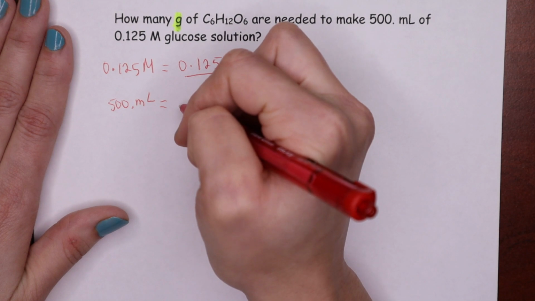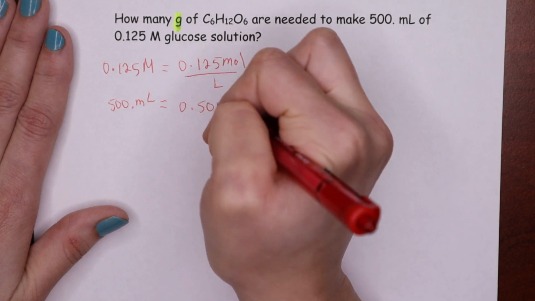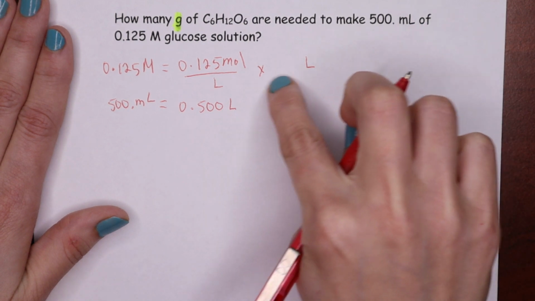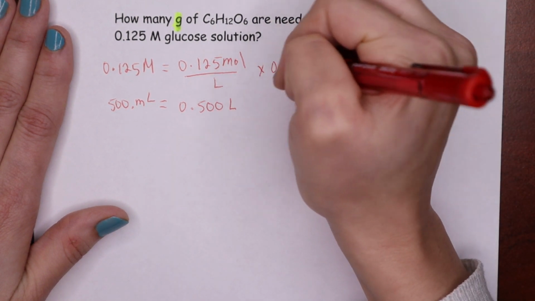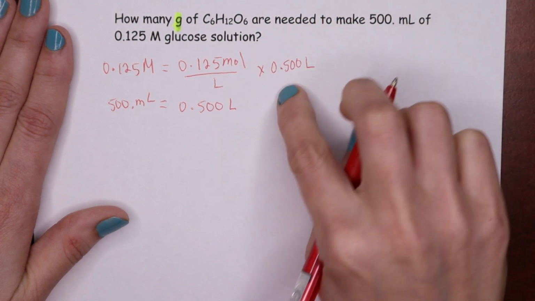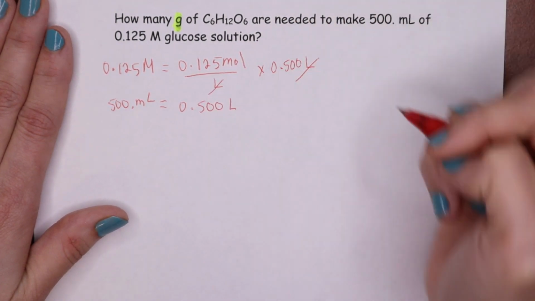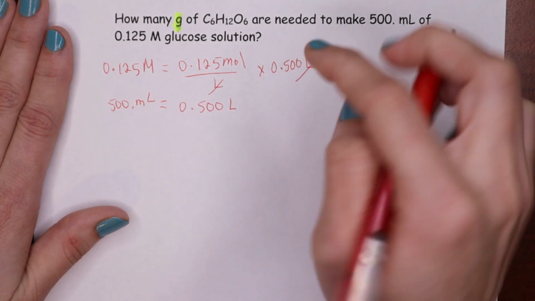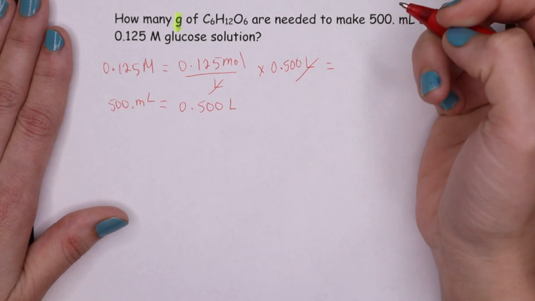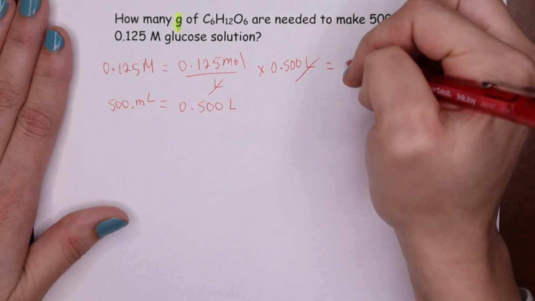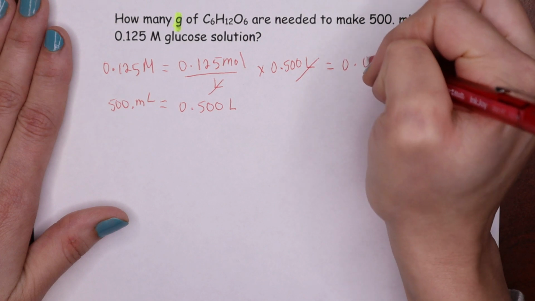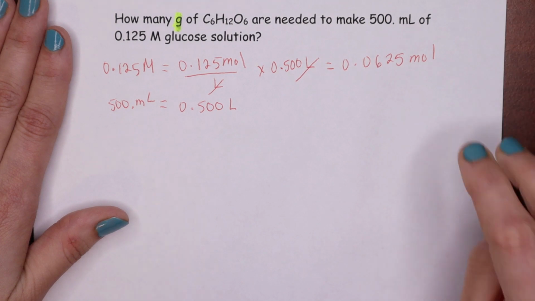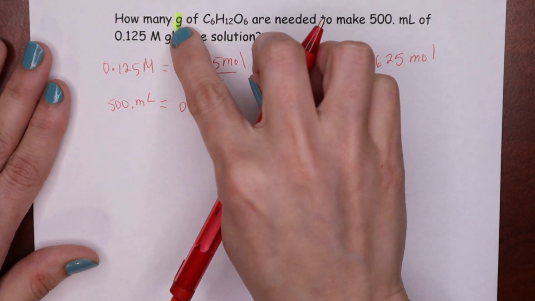This is the same as 0.500 liters. So now I can use this and plug that in here, so that I can cross out liters. By crossing out liters, I come out with moles. So you can plug this into your calculator, and your answer is going to be 0.0625 moles. Now, we are trying to end up with grams.